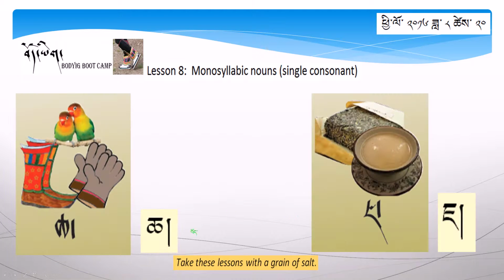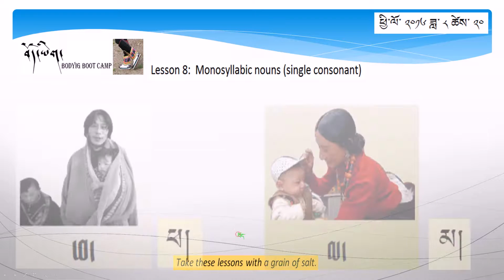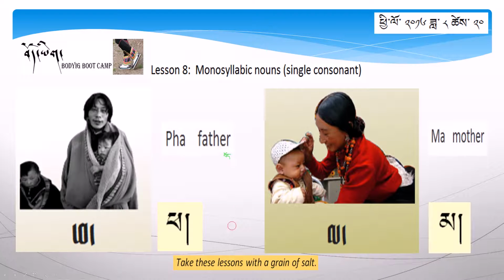and then the next two examples are cha and cha. So cha means pair of gloves, pair of shoes, pair of boots, pair of parrots, I don't know. Cha meaning tea, and then this is nya and this is na. Nya means fish, na means ill. So the child is ill, so that's why na. And then pa means father, ma means mother.